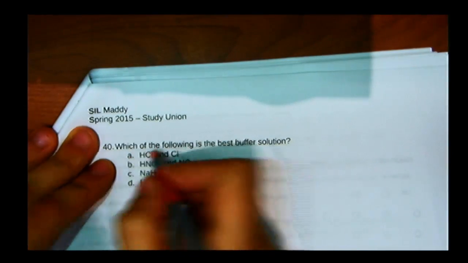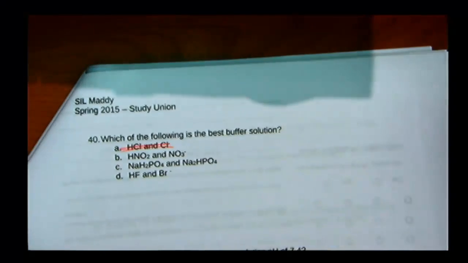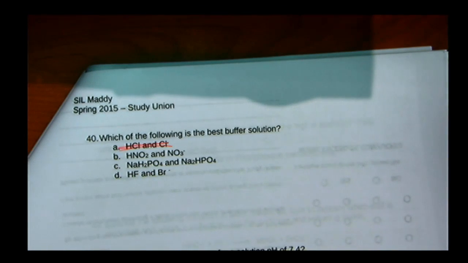HNO3 is also a strong acid. So it's a conjugate base of a strong acid. It's going to have the same reaction. It's going to affect our water. We're not going to like that. I'm going to skip that one because it's not the right answer.